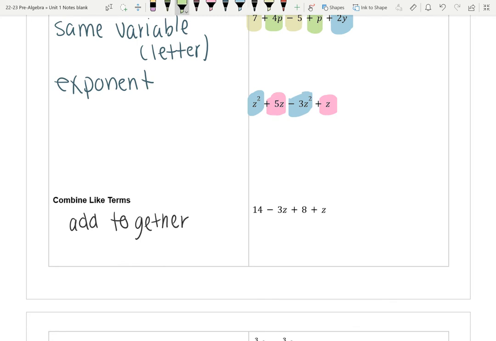So I'm going to again highlight. So I'm going to start with my 14, a regular number. My other regular number is 8. So if I want to do these, I'm going to add them. 14 plus 8, I will get 22. Next, I'm going to go to my -3z, and my other regular z is a positive z. So I'm going to add those. So -3z plus z is -2z. And technically the letter should always come first, so this should be -2z plus 22. So the letter should come first.